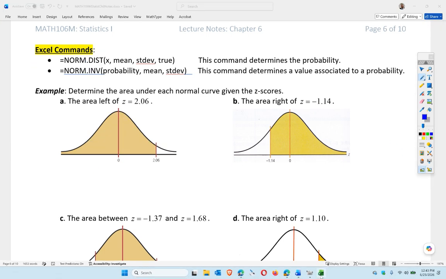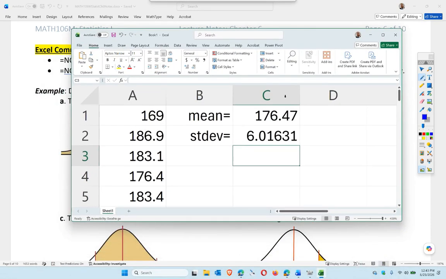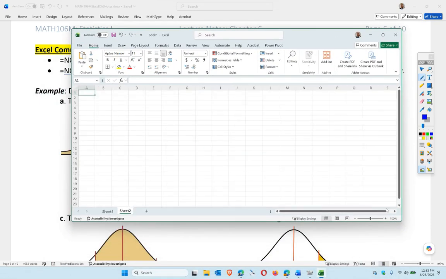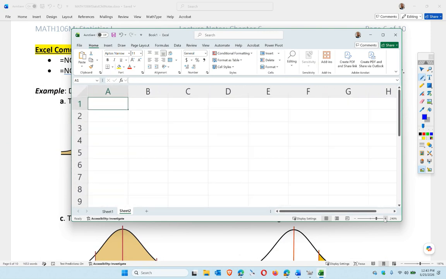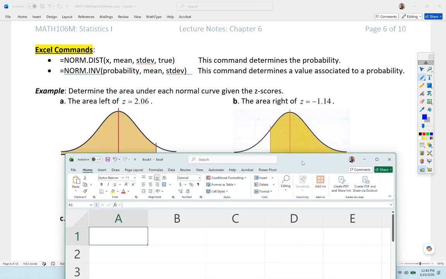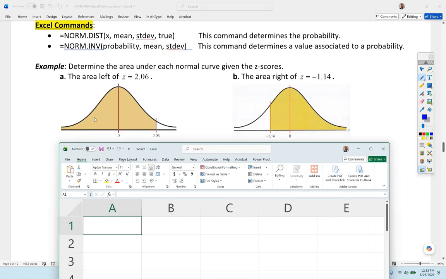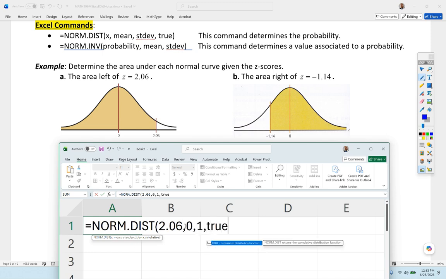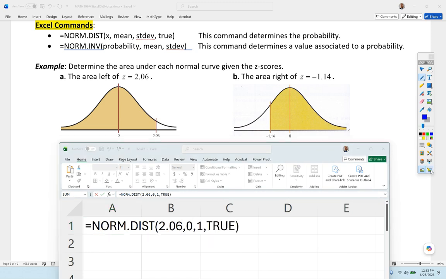Okay, so let's open up a spreadsheet here and use the one from before and make a separate tab. Okay, and we'll blow it up a little bit here. Okay, so I want to know the area from left to right, so I don't need to do any extra special work here. So it's normal dot distribution. Right, you can click on it there, and I'm going to do 2.06, which is the z value here, right? Because z is 2.06, so it can be x or z if you look there. Comma 0, comma 1, comma true. Okay, notice it says accumulate, and I'm putting true, right? Okay, so this is z.